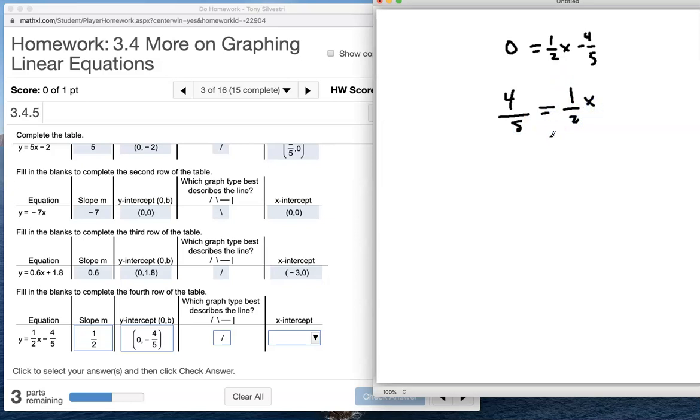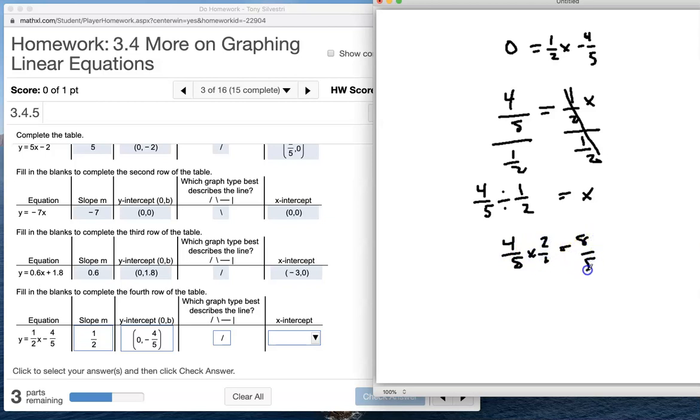Okay. Now divide both sides by 1/2. If I divide this by 1/2, I divide this by 1/2, the 1/2s cancel, equals x. Now this looks kind of strange until you do it this way. 4/5 divided by 1/2. That looks better. You're dividing by a fraction. Do you remember how you divide fractions? You multiply by the reciprocal. 2/1. So x is 8/5, which I cannot simplify. That's x.